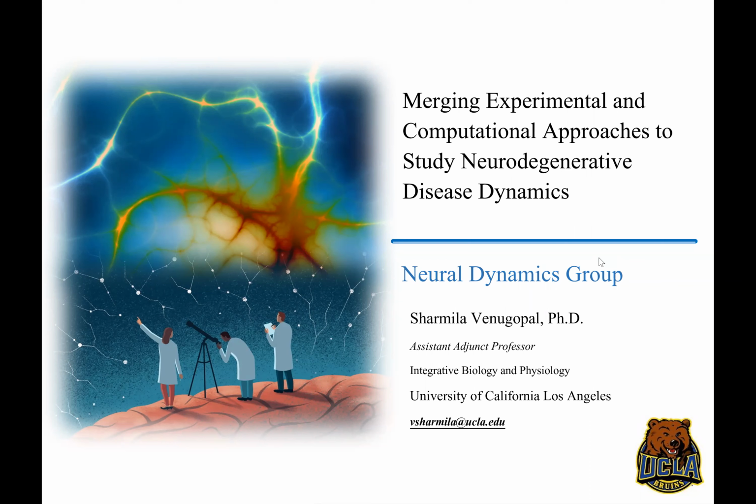So my name is Sharmila Venugopal. I am from the Integrative Biology and Physiology department here at UCLA. My research is in neuroscience, and I have started the Neural Dynamics group, where we combine experimental and computational approaches, and we study neurodegenerative disease dynamics.